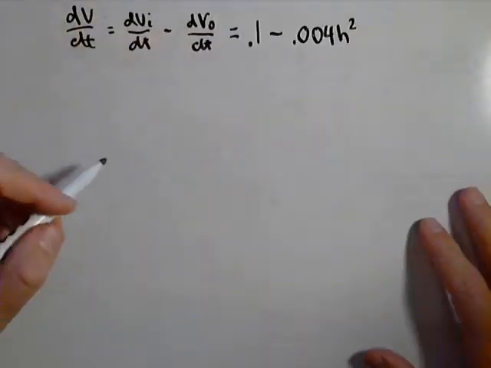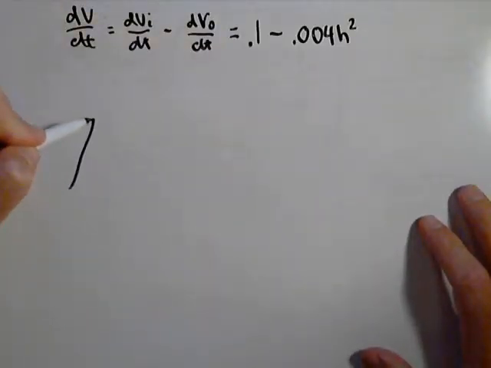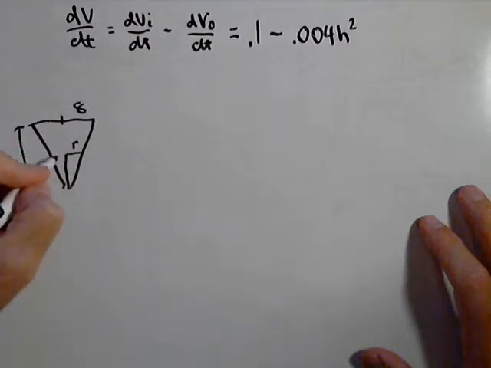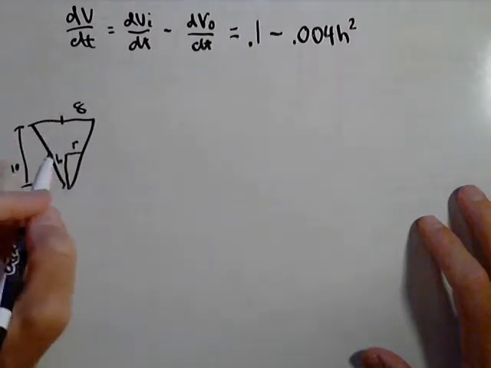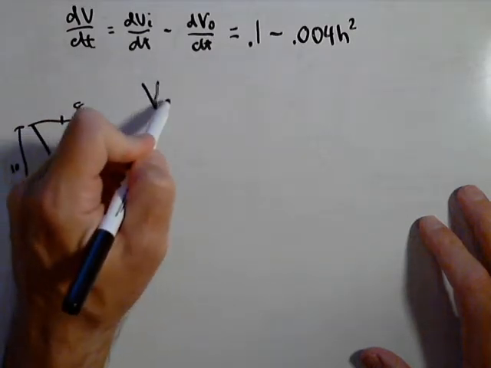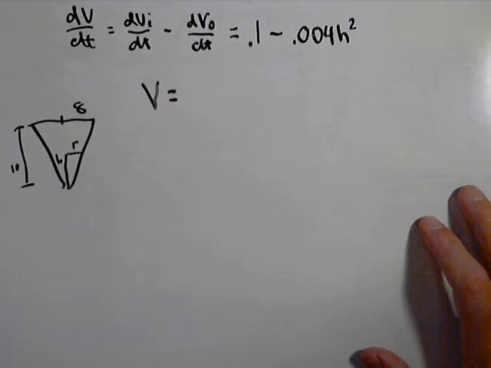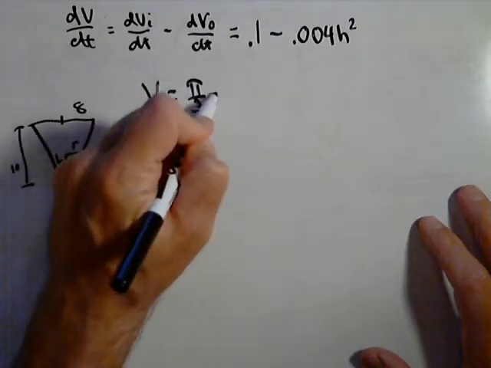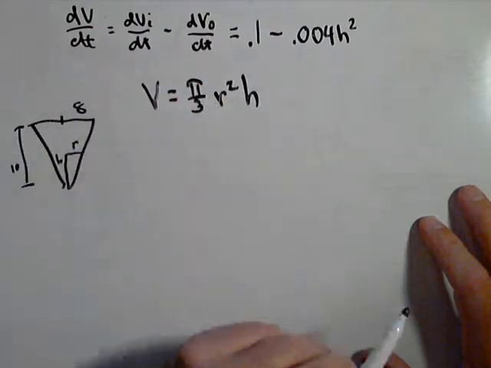Now the other thing, let's get a picture of our inverted cone here. We know it has a top radius of 8 and a height of 10. If we put in just some random water level, then we'd have a radius of r and a height of h. That's going to be really useful because we're going to have similar triangles there. The next thing you do with a related rates problem is set up a formula for the volume. For a cone, it's pi over 3 r squared h.